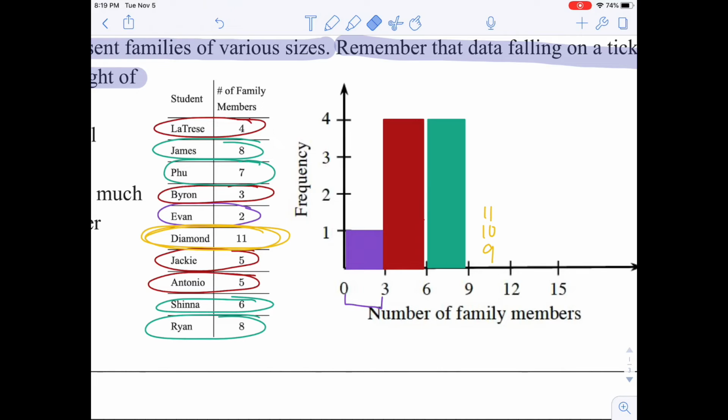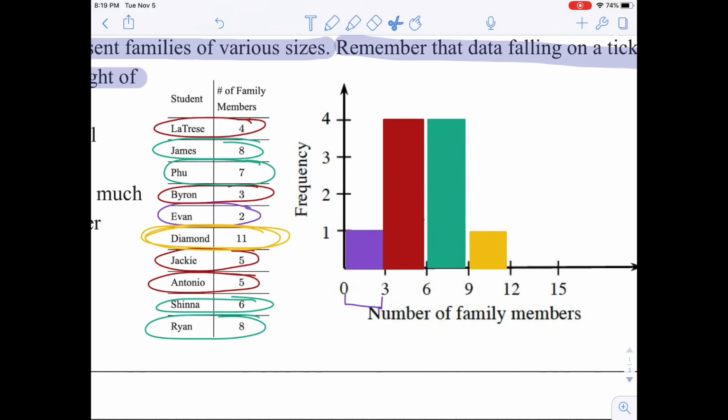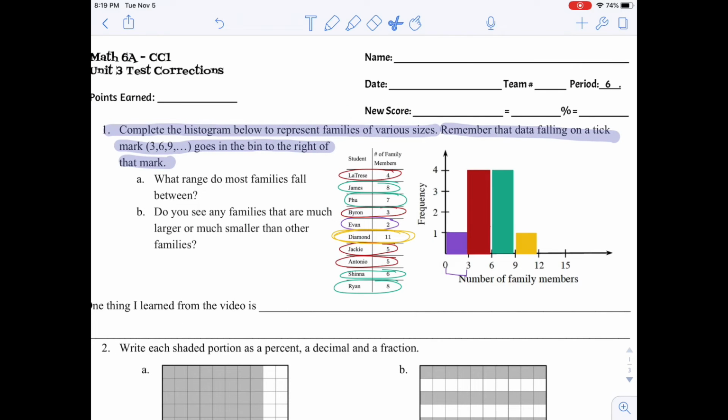So I'm going to erase these numbers because it's probably going to show up if I do just one column of yellow there. So there you go, and changing it to yellow. My histogram should look very symmetrical: 1, 4, 4, and 1. Using this, what range do most families fall in between? And it should be 3 to 9.